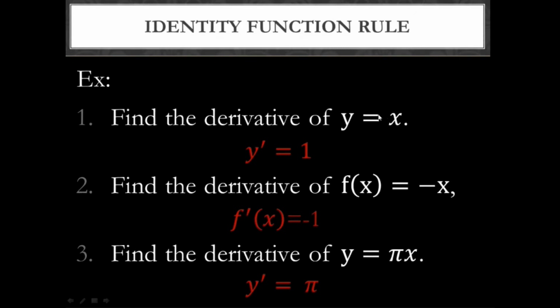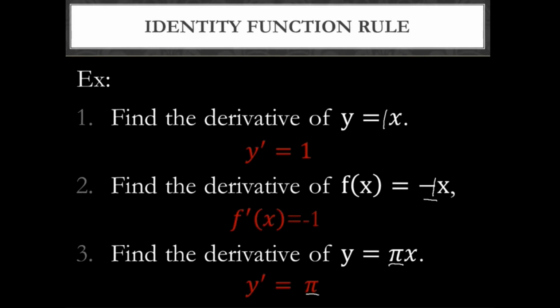Kaya siya tinawag na identity function rule, kasi kung ano ang numerical coefficient ng x, yun ang derivative. Remember, without a number, understood 1 yung numerical coefficient. Kaya yung derivative niya 1. Sa ating number 2, this is negative 1. Hindi na sinulat yung 1, understood na po siya kasi. That's why, kukunin natin yung numerical coefficient, kaya ang derivative niya ay negative 1. With the third example, ang numerical coefficient natin ay pi. Kaya yun yung derivative. Yun yung ibig sabihin ng identity function rule.